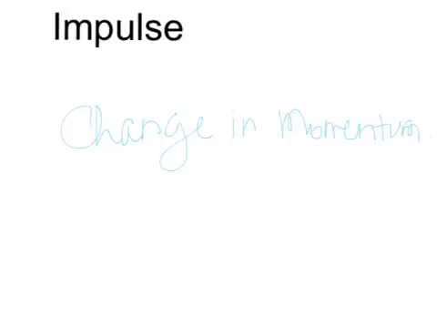Impulse is the change in momentum. The equation for impulse is I equals F times the change in time, and F is your force.